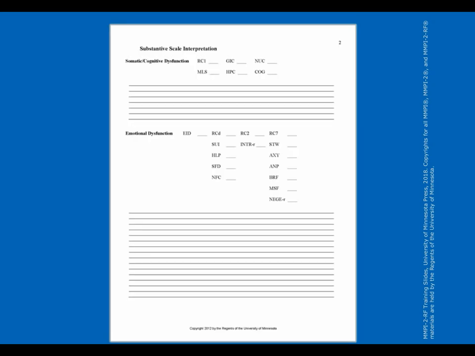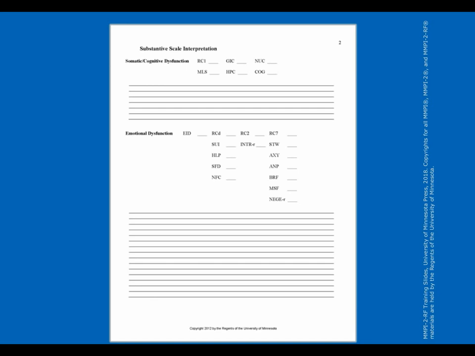And here we have the substantive scale interpretation for the interpretation worksheet. And we begin substantive scale interpretation on page 2 of this worksheet. Again, it has 4 pages. And here we see somatic cognitive dysfunction and emotional dysfunction. So remember, the MMPI-2-RF has 5 major substantive domains: somatic cognitive dysfunction, emotional dysfunction, behavioral dysfunction, thought dysfunction, and interpersonal function. And each of these domains are interpreted separately, and so they're listed in separate sections in the substantive scale interpretation worksheet.